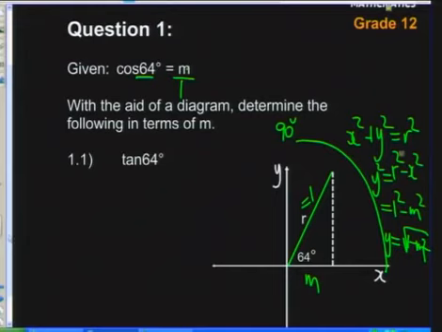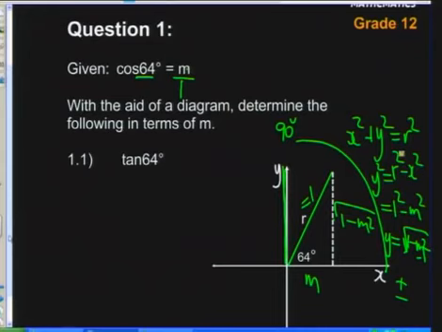So this is the square root of 1 minus m squared. Actually, if you square root it, you get plus or minus: y equals plus or minus the square root of 1 minus m squared. But because the y-axis is positive here, I take the positive one.